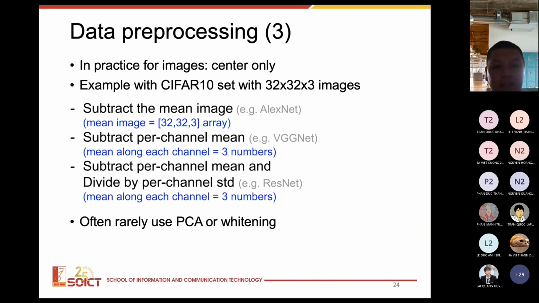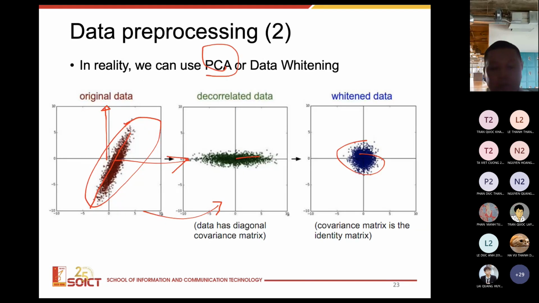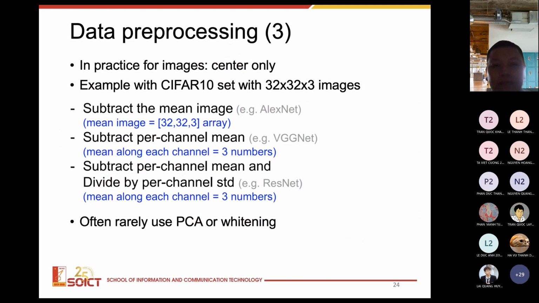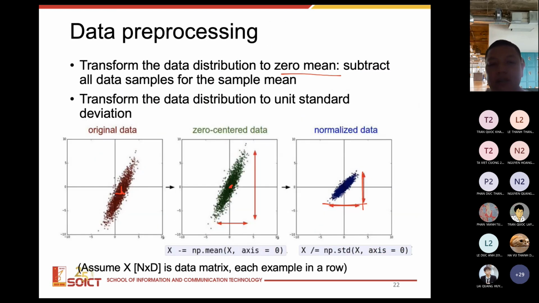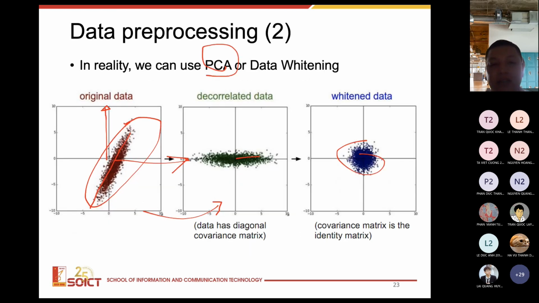I believe I have the notebook for you to practice. So in practice for images, you should do centering only. You don't need PCA or data whitening. You can just try to zero-mean the data only.